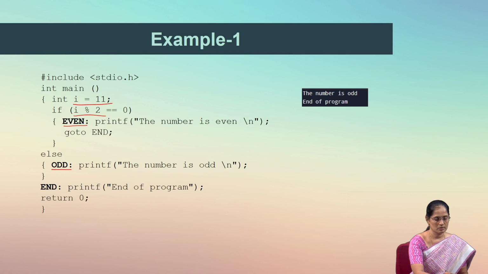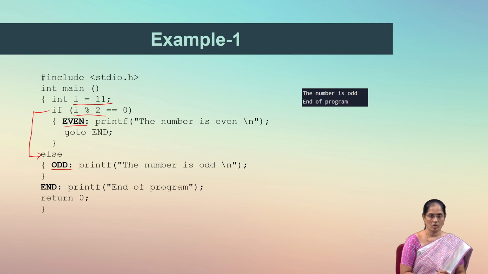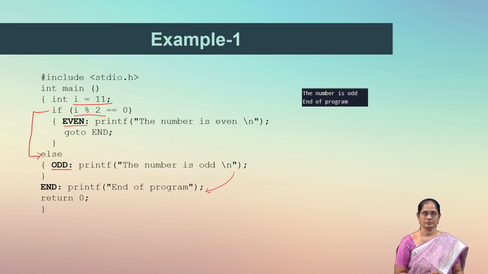So, it skips the if block and goes directly to the else part. In the else part, we are using a label odd. Hence, the labeled statement printf, the number is odd, will be displayed and then it moves to the end of the program. So, the output you can see displays two statements, the number is odd and the end of program. And we will also look into one more example to understand more about the go to statement.